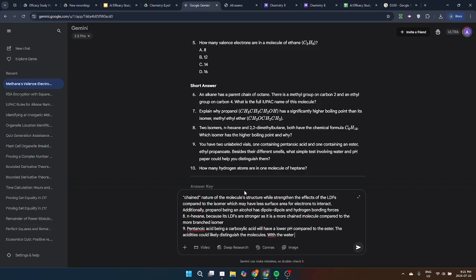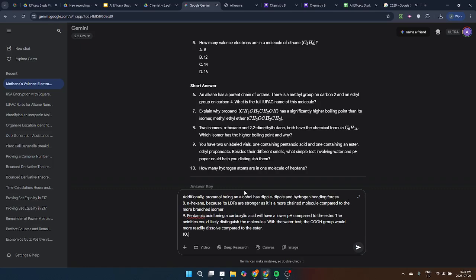With the water test, I don't know if ester is polar enough to dissolve in water, but I'm just gonna put that, yeah. Dissolve compared to the ester. I'm not too sure about that one, but I'm just gonna put it there.